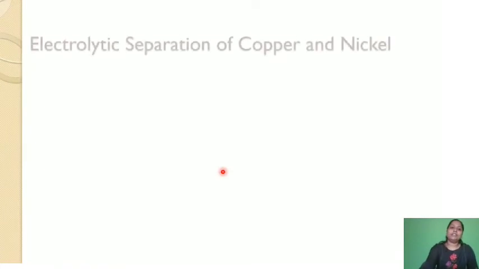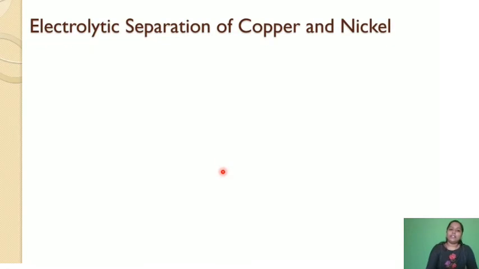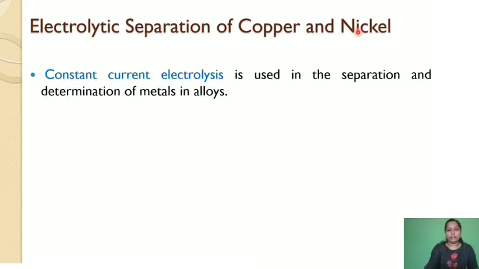So our next point is electrolytic separation of copper and nickel. It is a very important point. Generally, questions are asked on this topic, electrolytic separation of copper and nickel. Constant current electrolysis is used in the separation and determination of metals in alloys.